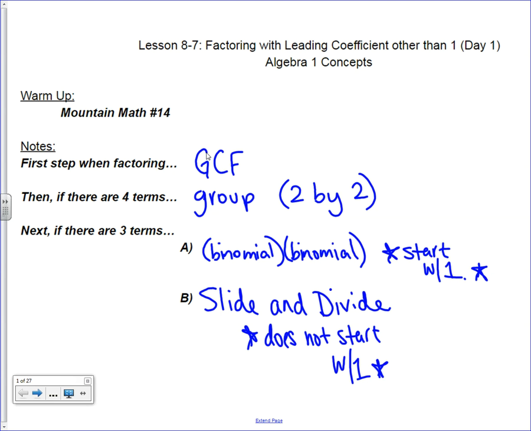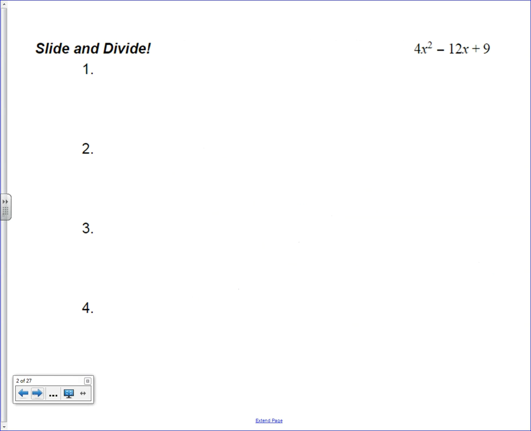Okay, so I have 4 steps that we're going to do for slide and divide. You guys see how I listed them down there? 1, 2, 3, 4? Do you see how there's a problem, 4x squared, I think it's minus 12x plus 9, right next to that? So I need you to keep all of your writing over to the left, and then we're going to work out that problem on the right. Good? Okay, so first things first.